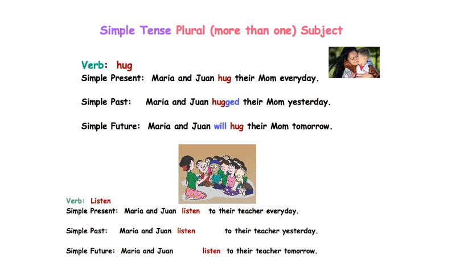Going down here, we look at the verb listen, and as you can see, the children are listening to the teacher. So in this sense, we're also having two subjects. Maria and Juan listen to their teacher every day. No reason for an S. Simple past, Maria and Juan listened to their teacher yesterday, adding the ed, and Maria and Juan will listen to their teacher tomorrow shows the future tense.